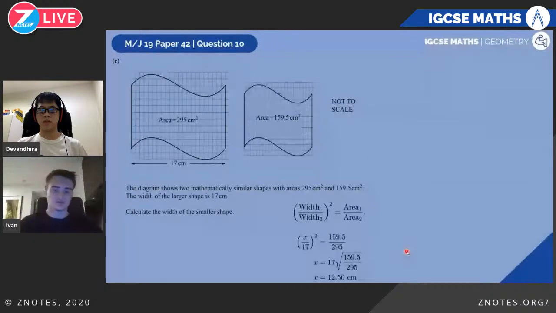So x on 17, in brackets squared, is 159.5 on 295. Then square root that and multiply by 17. Of course, we don't take the negative in this case because it wouldn't make sense. And we get x is about 12.5 centimeters. Now, Devon, should they put 2 decimal places or just 1 in this case? Because we gave 1 here. I would say 1 decimal place, because that's counted as 3 significant figures. Okay, cool. So put 12.5, and that makes sense because we're given 159.5 there.